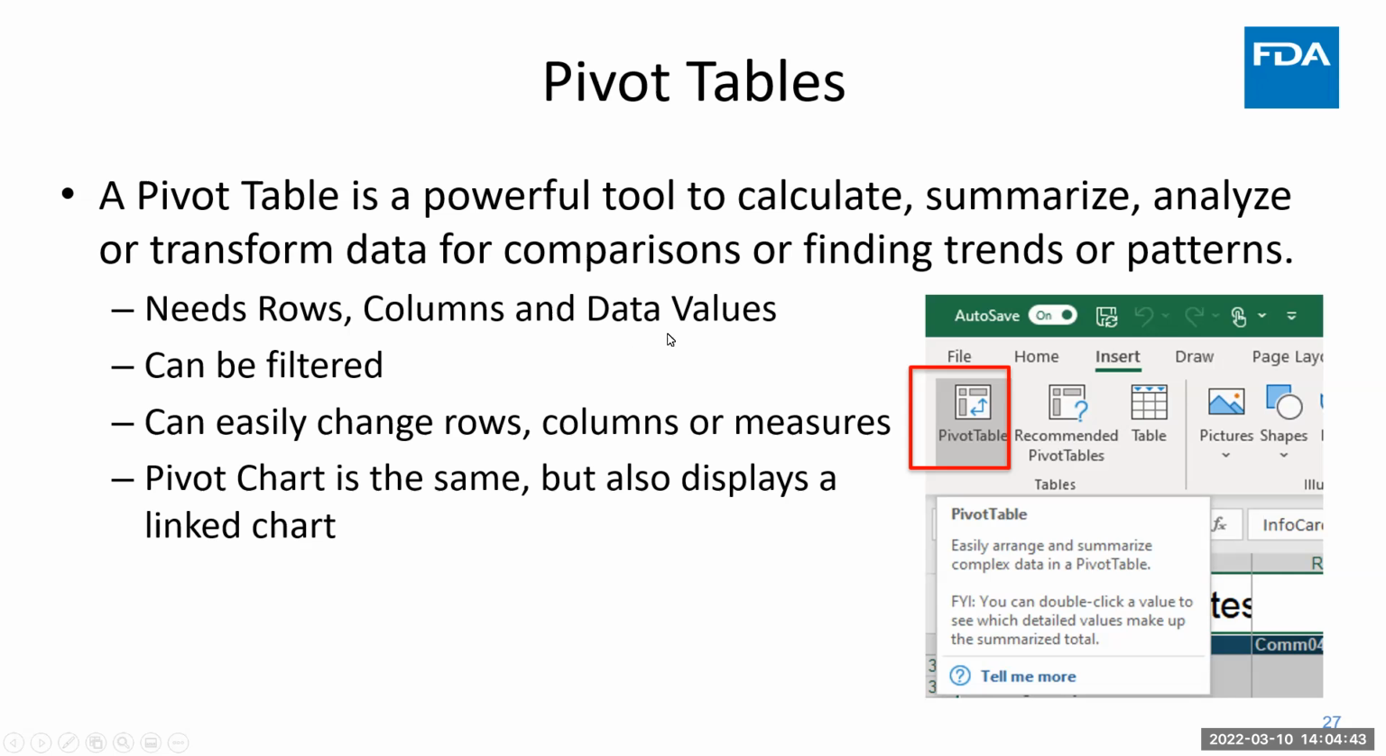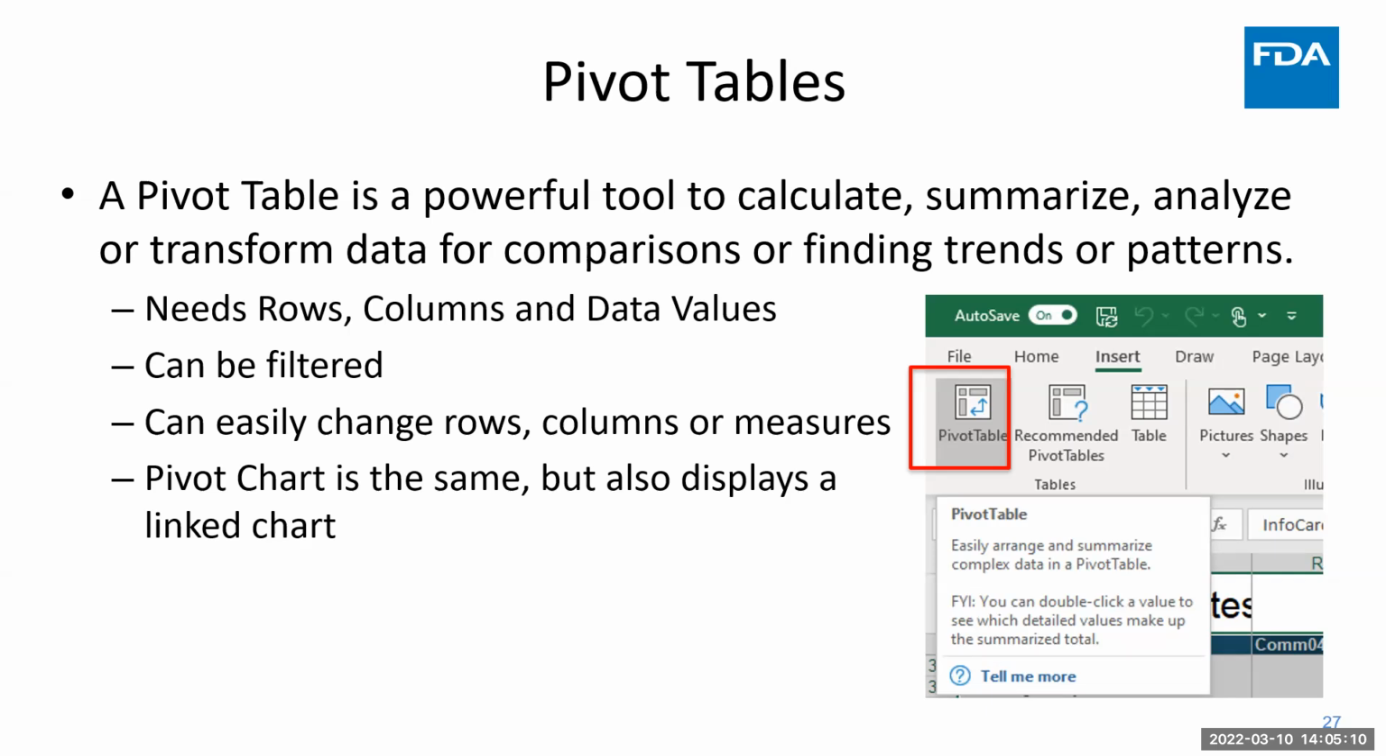And they can be filtered. They're quite easy to filter to remove data that you're not interested in. You can easily change the rows, columns, and the measures. You can also do pivot charts, which work the same way, but they have a linked chart that shows the data presented in your table in a visual way, in addition to having the table displayed.